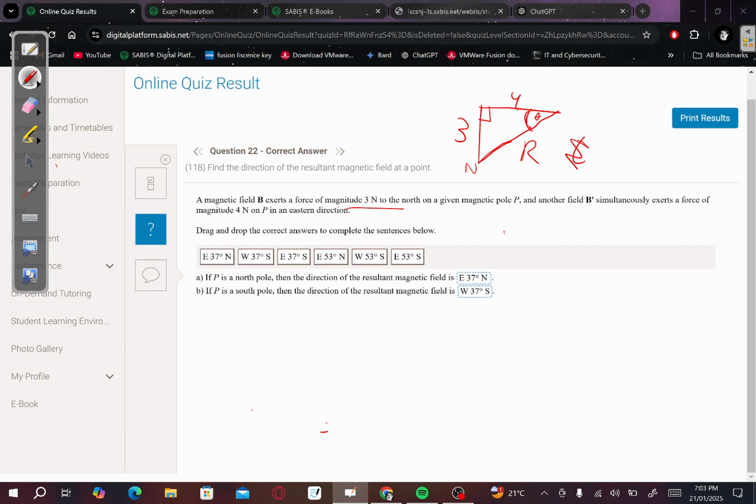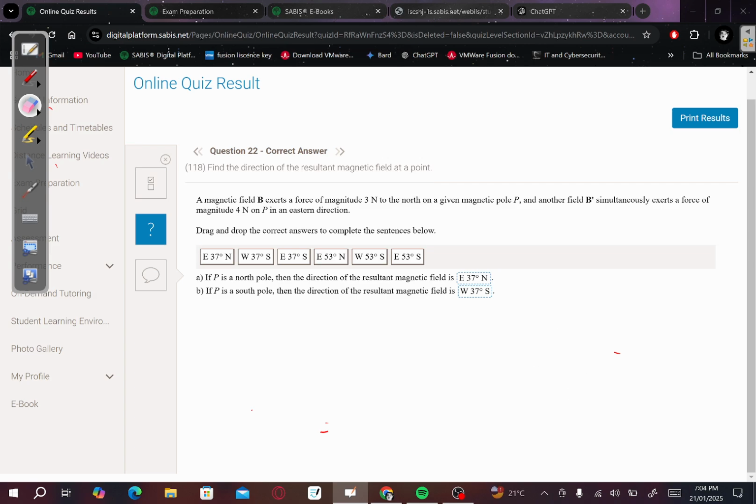My bad, give me a minute. So then this means that theta is 37 degrees east, starting from the north. Now the south pole is going to be the opposite. It's simply logic. So it's going to be west, or sorry, I flipped it. Now the thing is going to be on the south pole. If P is the south pole, it's going to be the opposite. Simply just flip it. West, 37 degrees south. That's it. It's just opposites. Done.